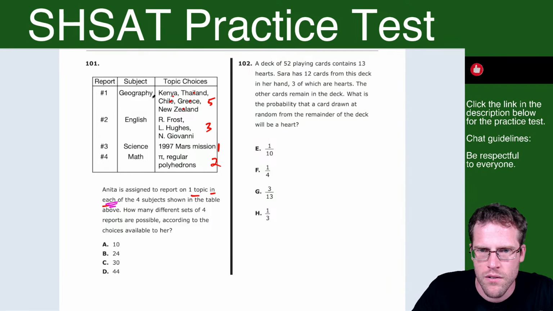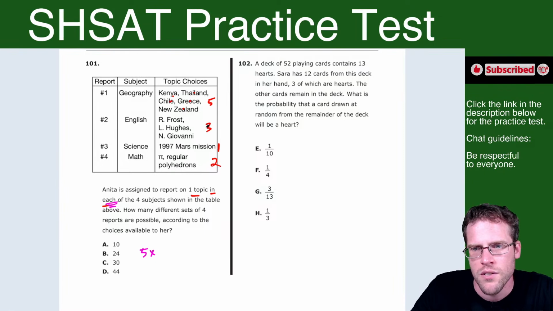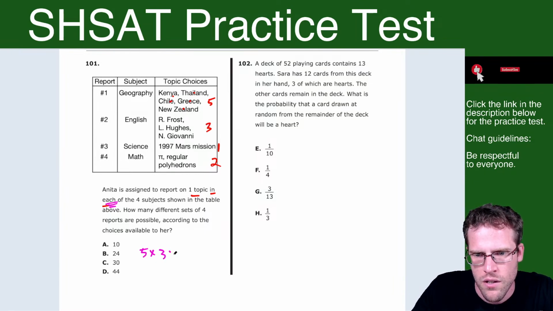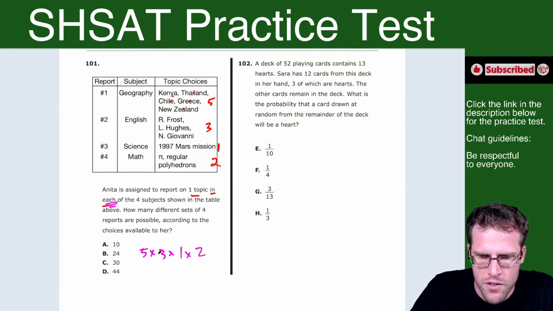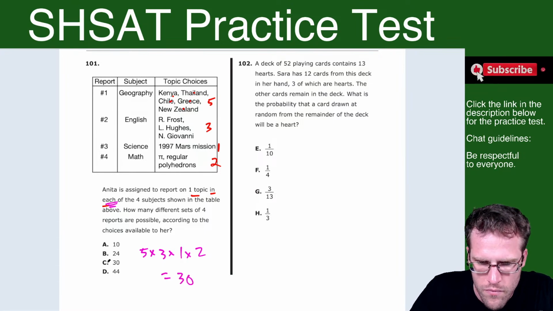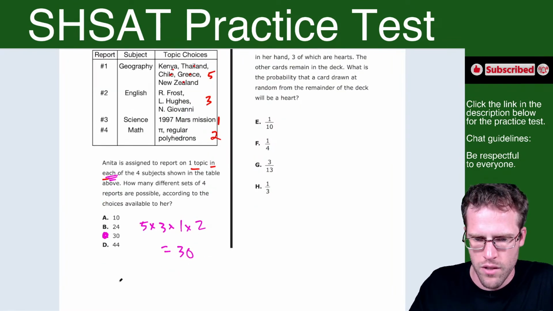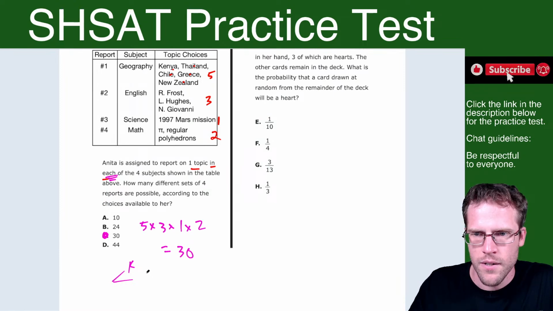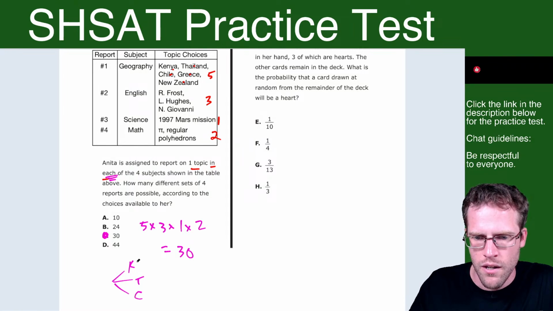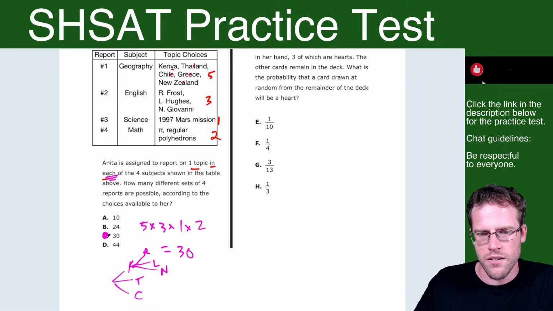So here, report number 1, there's 5 options. So this is the multiplication principle. Times 3 topics for English, only 1 topic for math, only 1 topic for science, and 2 for the last one. So this is going to give us 15 times 2 is 30. So 30 options here. You could make a tree diagram, but that's going to be a nightmare. It's like, Kenya, Thailand, Chile, and then from here, all right, Robert Frost, Hughes, this is just going to be messy. That's why just knowing how to multiply it across is way easier.